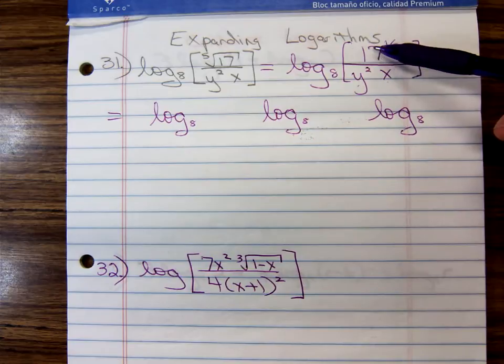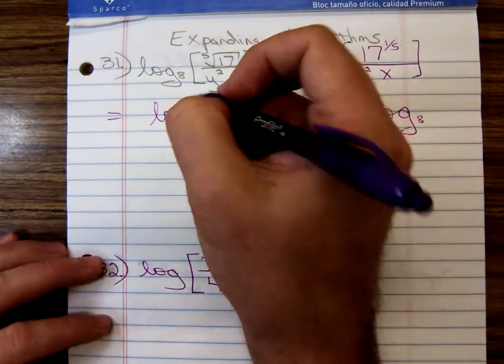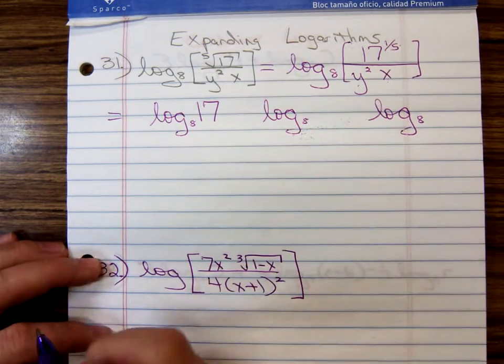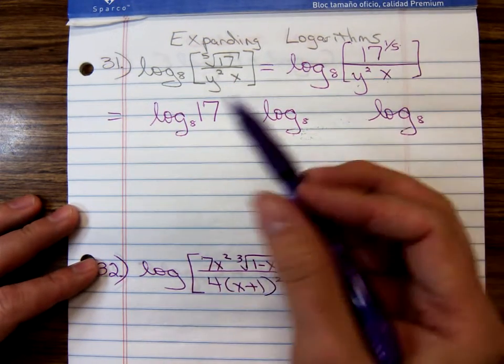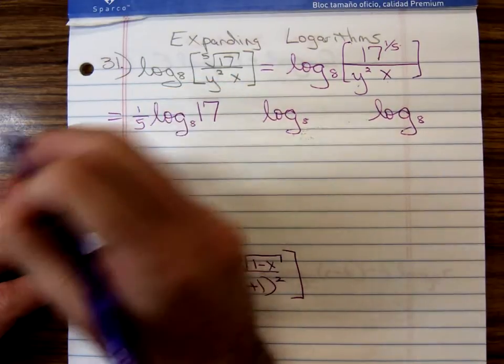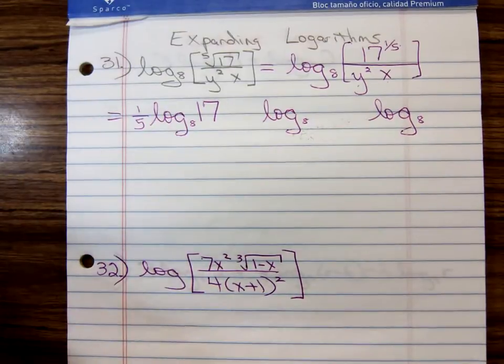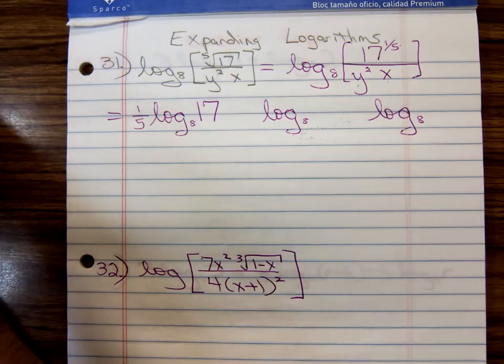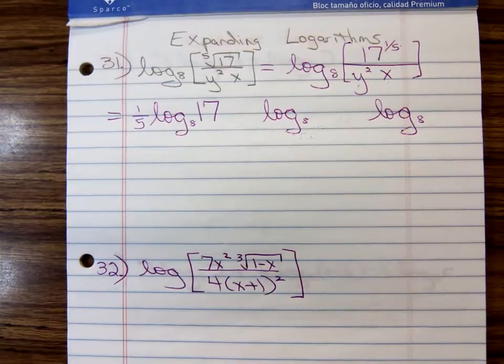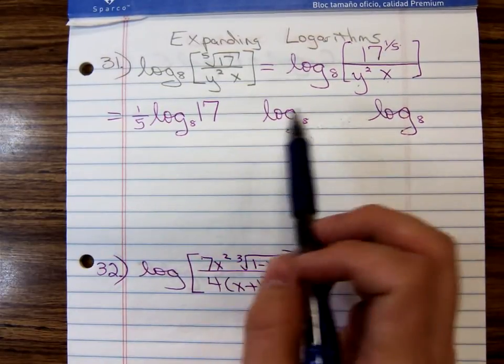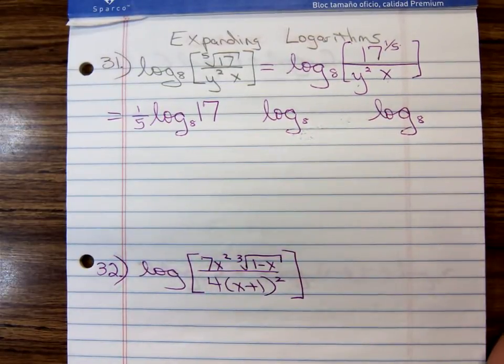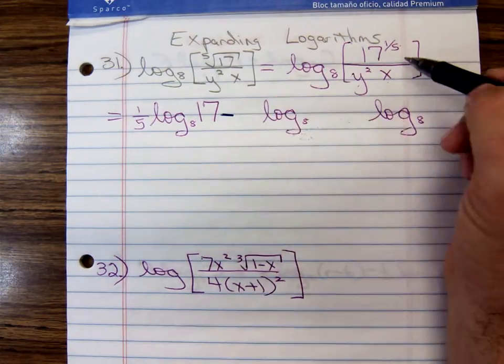The first factor, that numerator, is the 17 to the 1/5. The 17 is the argument. Using the power rule of logarithms, we bring down that 1/5. That becomes the coefficient. When we're expanding logarithms, we write them as a series of sums and differences. So with that in mind, what sign are we going to have connecting the first logarithm and the second logarithm? A minus, because we're moving down to the denominator.